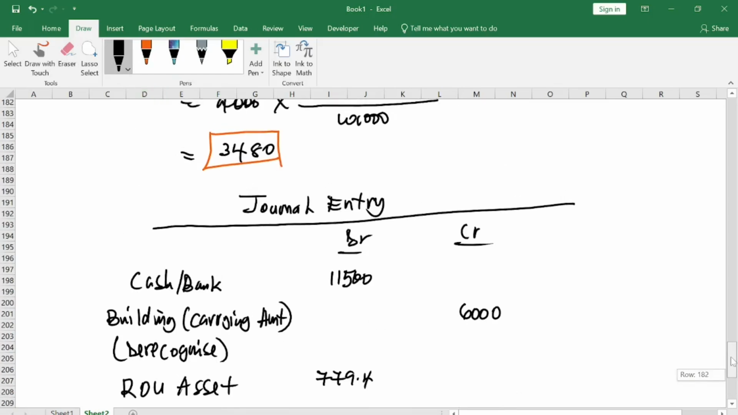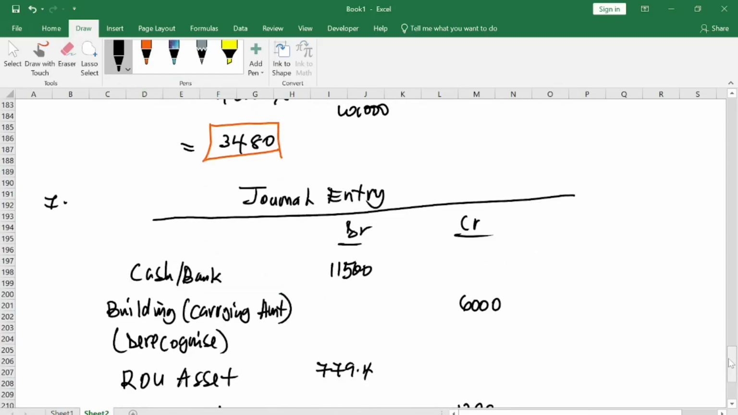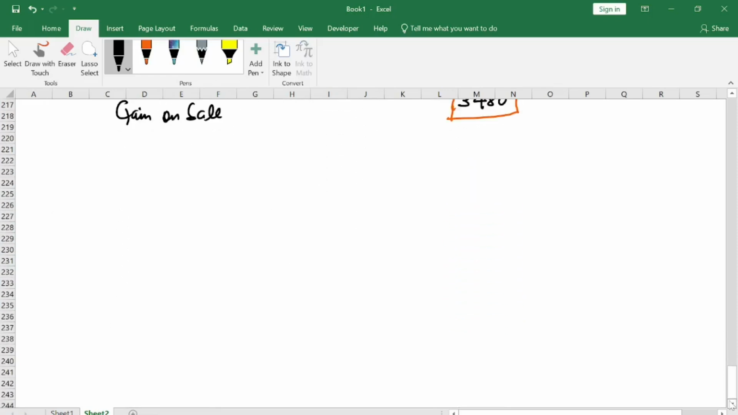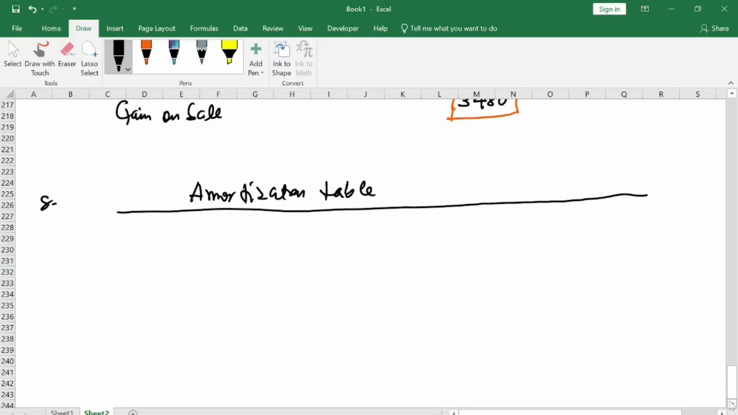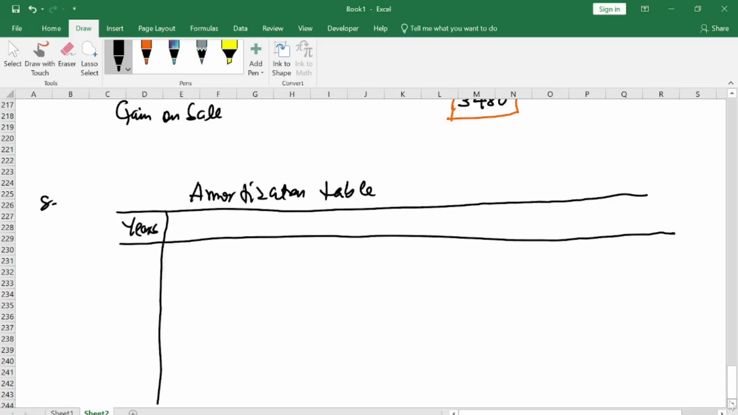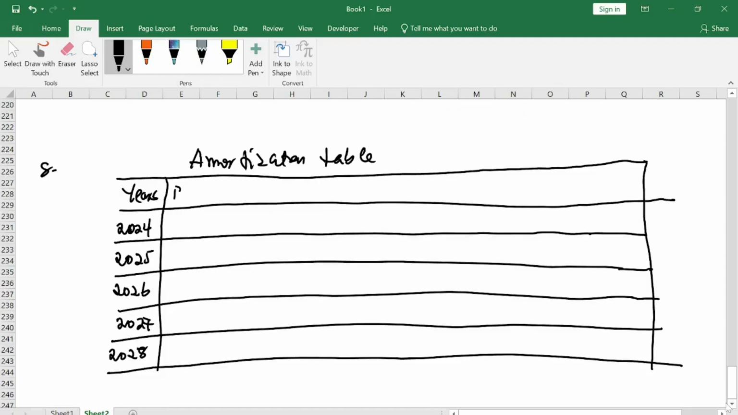So let's move to our next. This becomes our 0.7. Now we can move to other extracts. So 8, we can now do our amortization table or schedule. Here you have your years: 2024, 2025, 2026, 2027, and 2028. Here you have our opening balance. The payment is in arrears, so if the payment is in arrears, then the interest will come, and the interest is 5%.